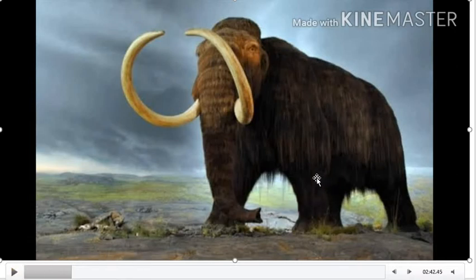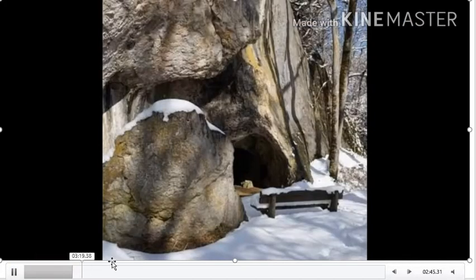Correct, this was the elephant of ancient time. Not only in human beings, not only in the houses, but evolution also took place over the long term with animals. Some animals are now extinct, some are still alive. Now as you can see, this is a cave where human beings used to reside.